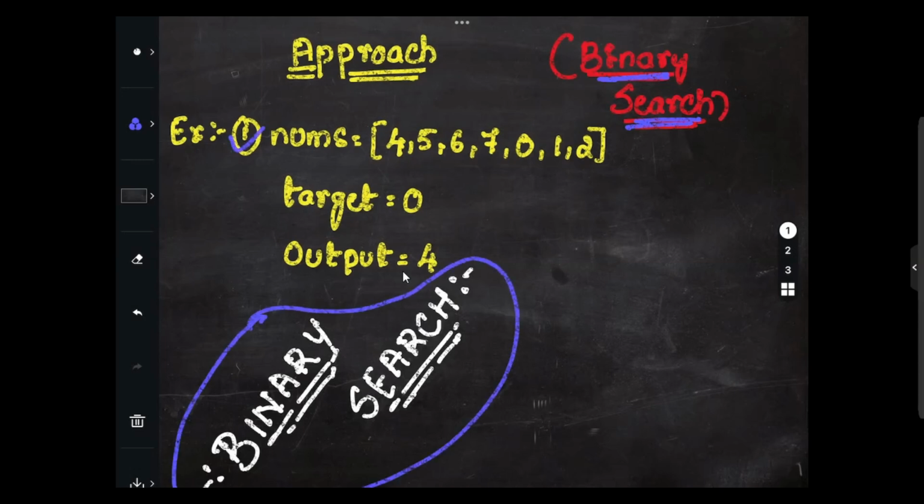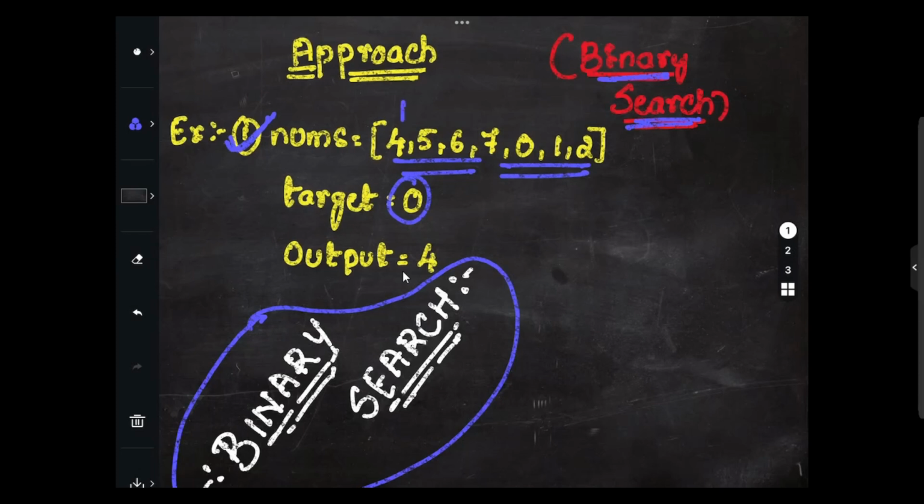I have considered the first example that they have given in the question. We have already discussed this one, so it will be easier to understand the approach. Here you can clearly see we have 4, 5, 6, 7, 0, 1, 2. The target we have been given is 0, and we have to find the index if the target is present in the nums array.